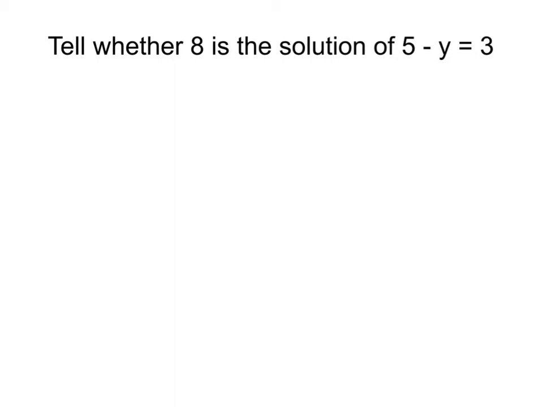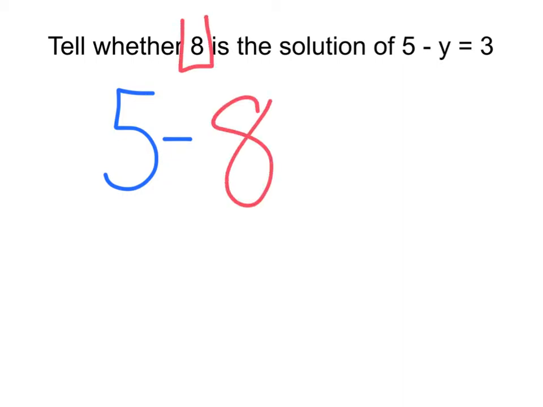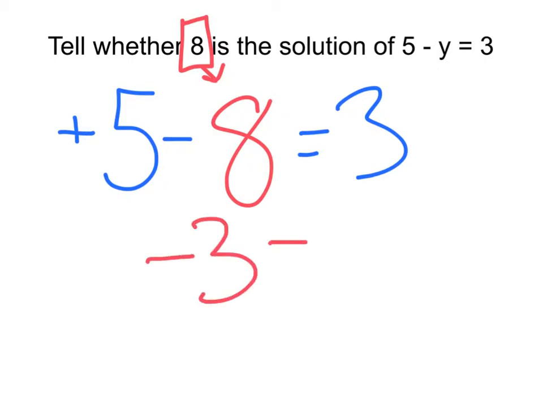Tell whether 8 is the solution of 5 minus y equals 3. So again, we're going to rewrite this expression. And I'm going to write 5 minus, and then instead of y, I'm going to write 8. So I'm taking this 8 right there, and I'm simply plugging it in, equals 3. If we do it in a calculator, this is a positive 5, even though we don't see it, and 5 minus 8 is going to give us negative 3. Does negative 3 equal 3? Sure does not. 8 is not the solution, not what we're looking for.